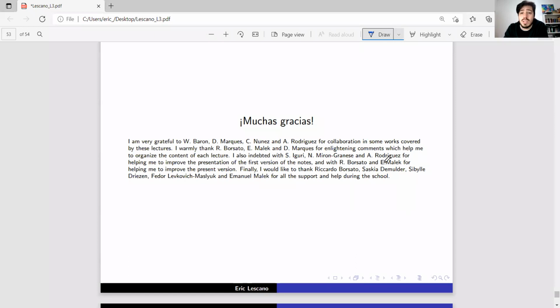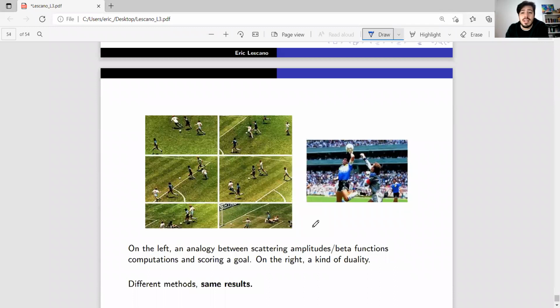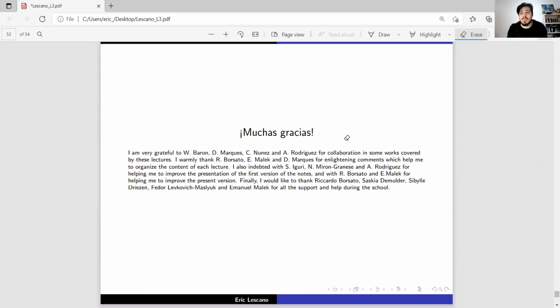And finally, I have this funny picture over here that is a kind of analogy between computing alpha prime corrections and scoring a goal. These are different methods to compute the same thing. On the left, we have an analogy to scattering amplitudes or beta function computation that are really hard computations. And on the right, we have a kind of duality. This is like both goalkeepers over here. I know it's illegal to perform this kind of thing, but it's funny for me at least to have this comparison between the methods. So I hope you think of double field theory as an easy way to construct these alpha prime corrections.